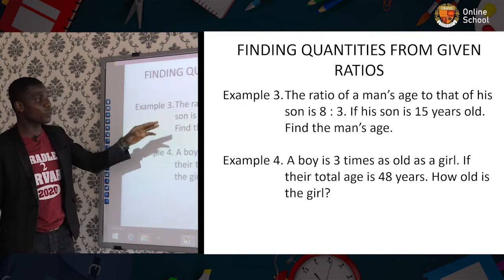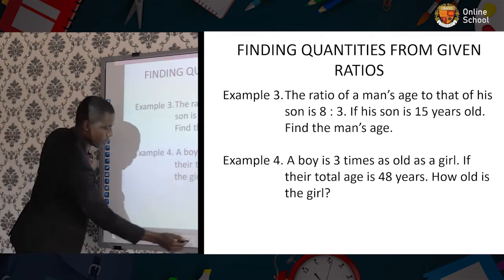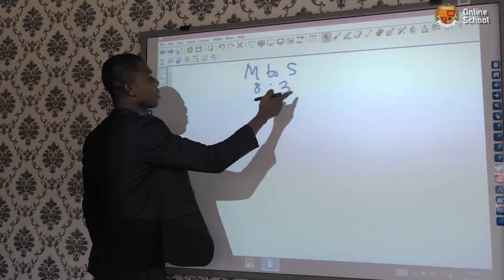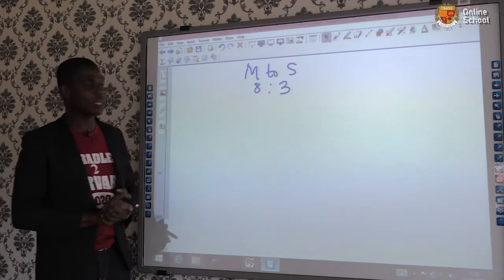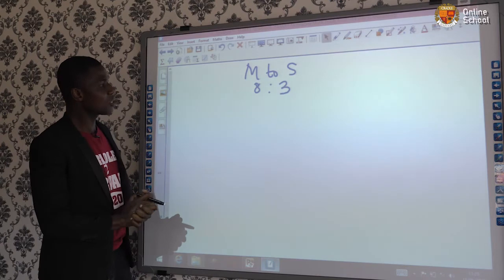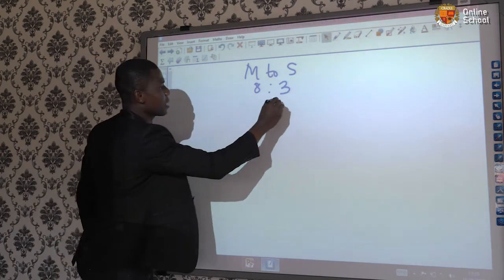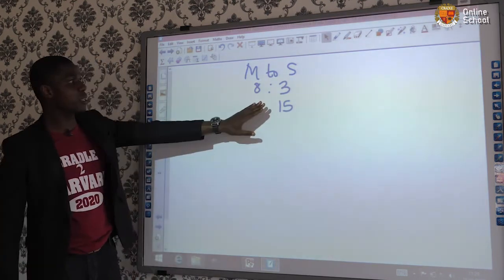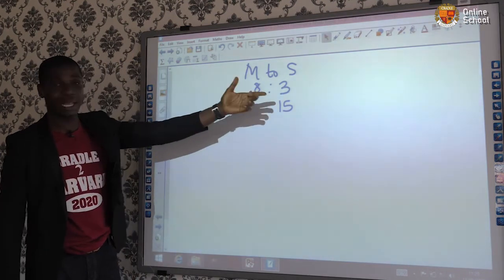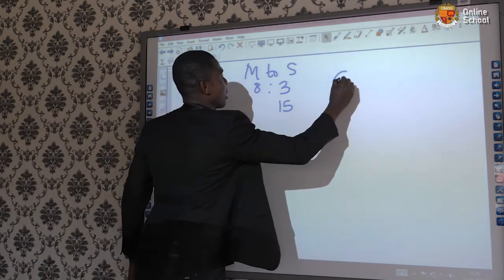If the son is 15 years old, son is 15 years old, isn't it? I wouldn't want to waste our time here, okay? Let's just go straight to the point. 15. This is the full age of the son. How did we get 15? You can arrive at saying constant.